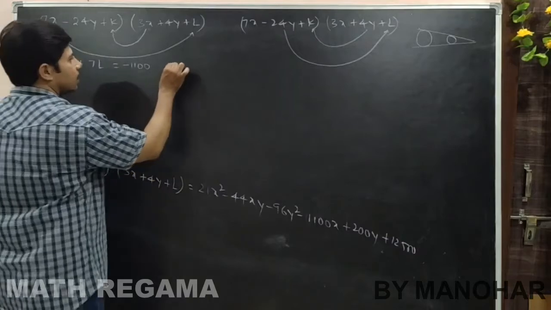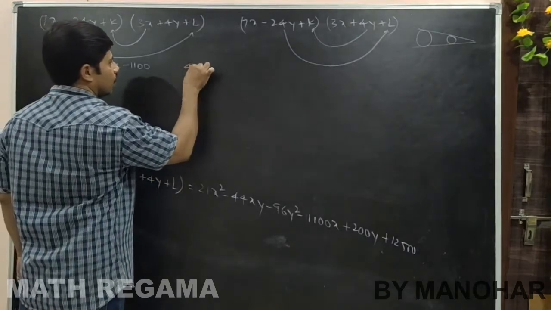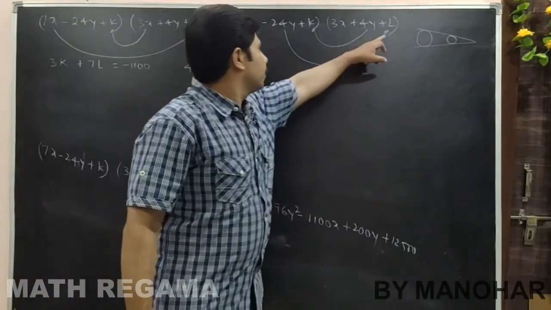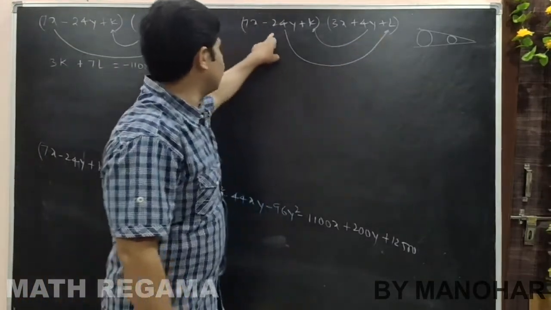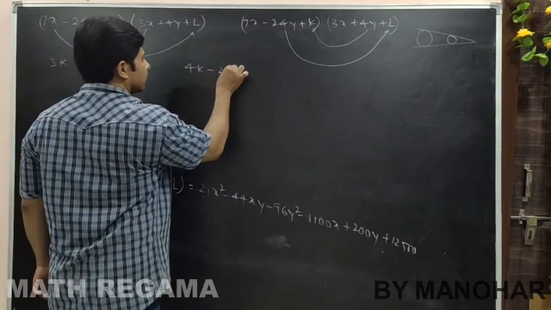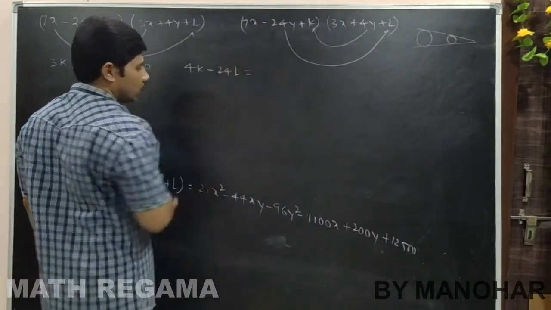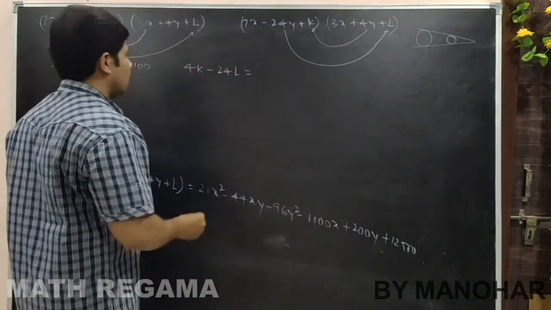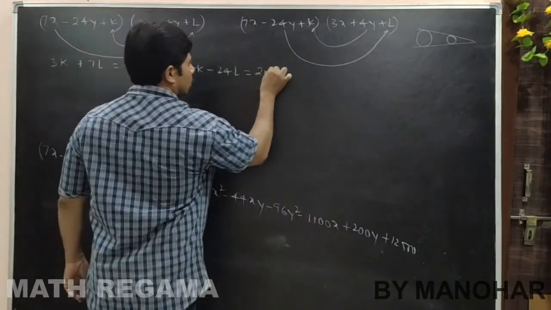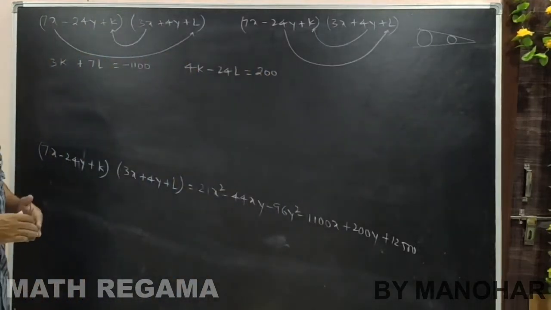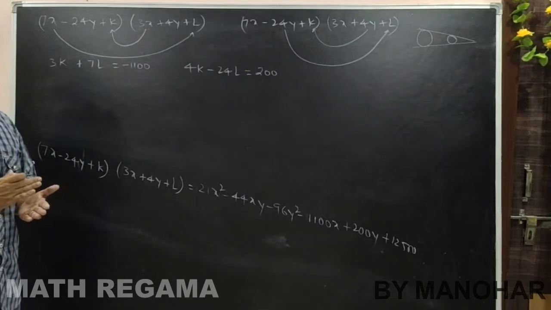So here I'll write 4k. Then L is to be multiplied to minus 24. So I'll get minus 24L as the y coefficient, which is equal to... what is the y coefficient on the other side? It is 200. So I'll write 200. You understood this?